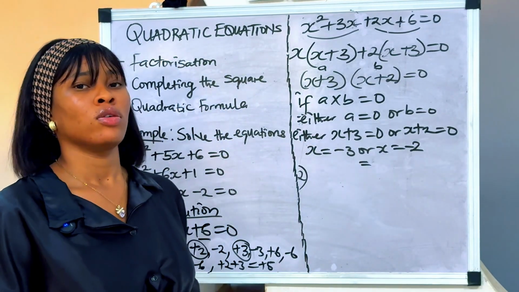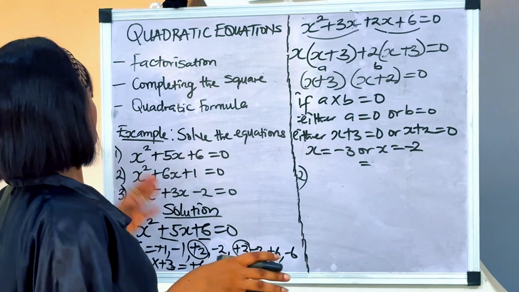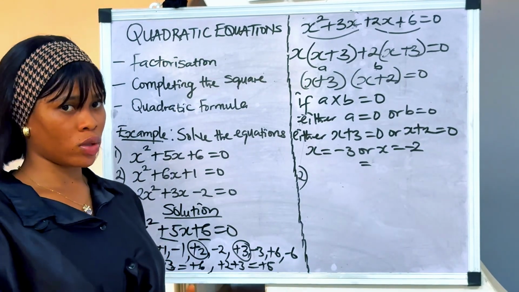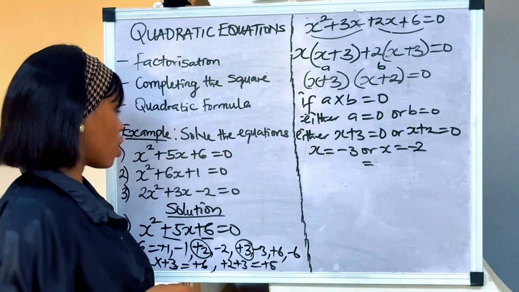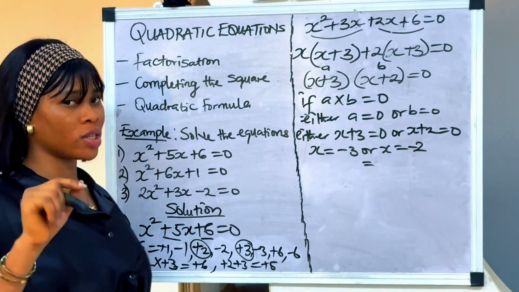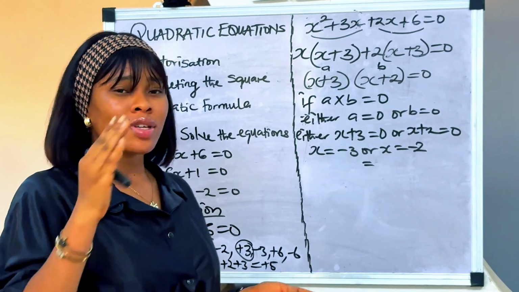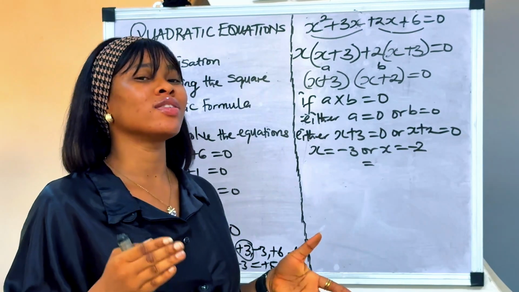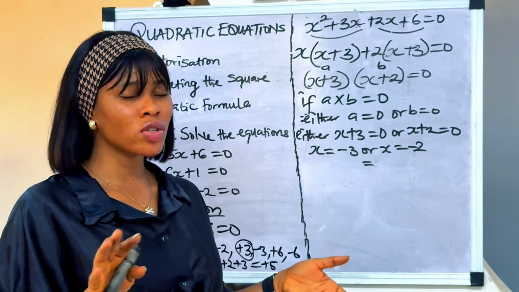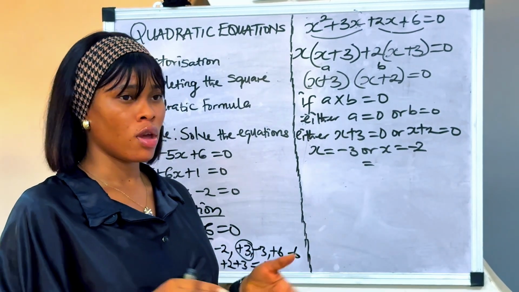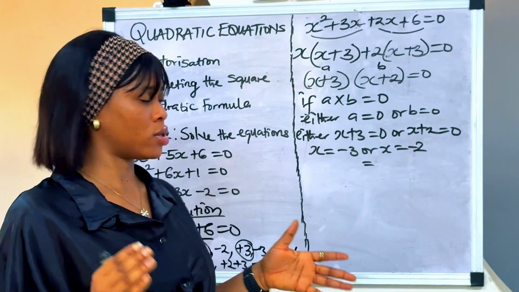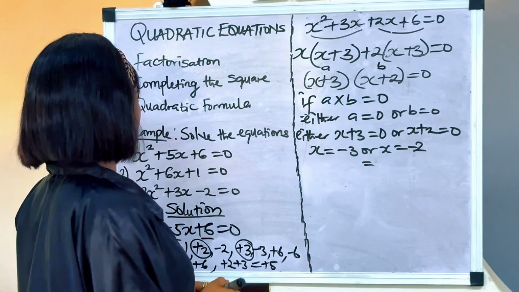Now let's look at another question using the completing the square method. Now let's solve question 2 using the completing the square method. Many students find this method very challenging, and it's not. Trust me, it's very easy provided you follow the steps. Now let me show you how to go about it.